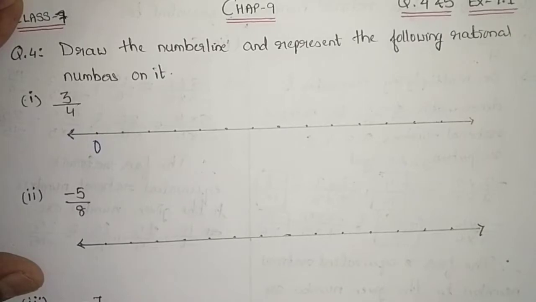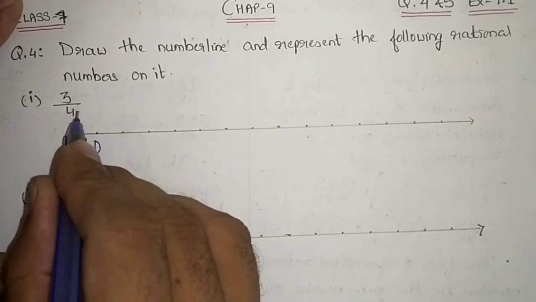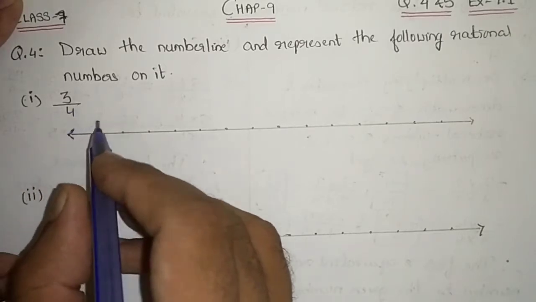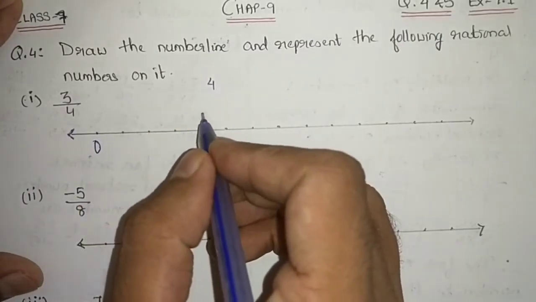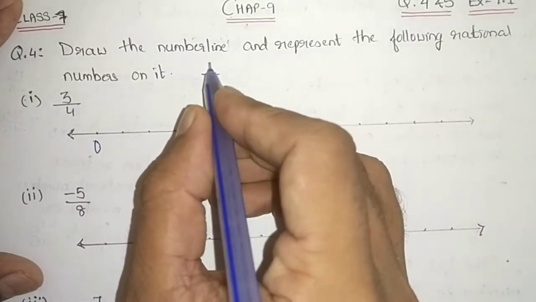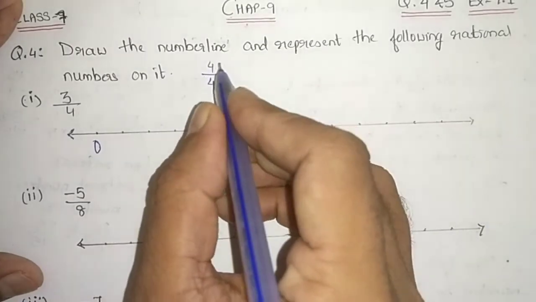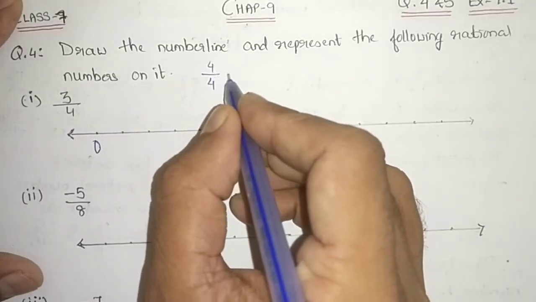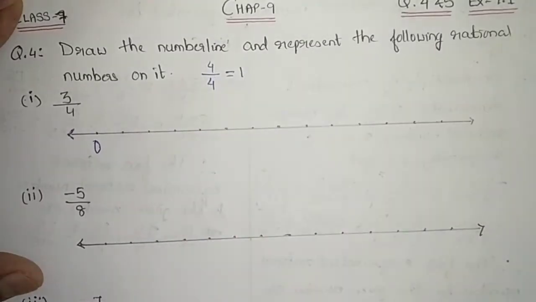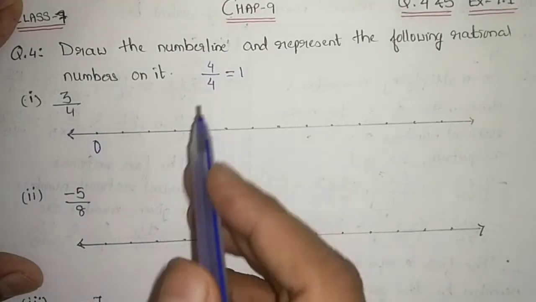Third step, see the denominator of that particular number. Here it is 4. 4 means if I place 4 in the numerator, that is 4 parts. Out of the 4 parts, if I take all of them, I will get 1. This is the third step.